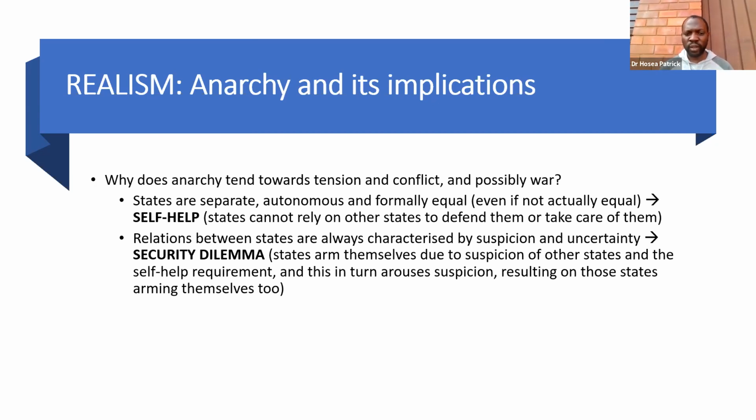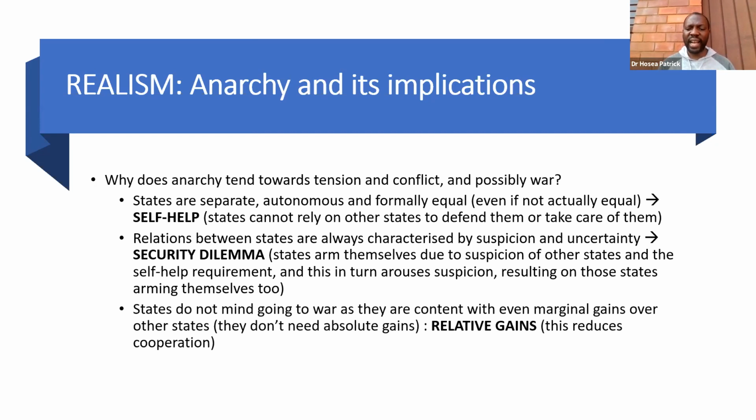an altruistic motive. So there is mutual suspicion between states. And this mutual suspicion can lead to the premise of competition. And this competition eventually will lead to conflict and war. And then states do not mind going to war as they contend with even marginal gains, the premise of relative gains, right? They don't mind going to war if they are going to have a comparative advantage, no matter how little it is, over another state. So for that reason, they will not mind going to war. So these are some of the reasons why tension and conflict becomes an issue within the international system.